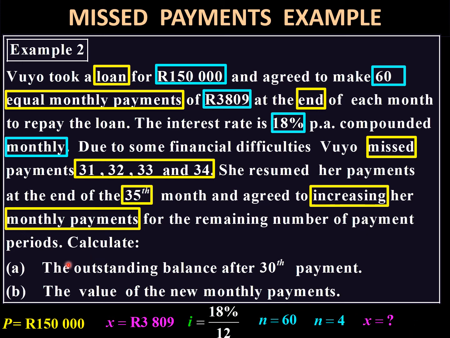So first of all, we have to work out, here's some questions here. We look at those questions. So you can see she missed 31, 32, 33, and 34. Then she resumes again at the end of the 35th. So there's 4 payments that she missed, right? But she agrees to increasing her monthly payments for the remaining number of payments, right? And what do we mean by the remaining number? When we answer these questions, we're going to look at that again.